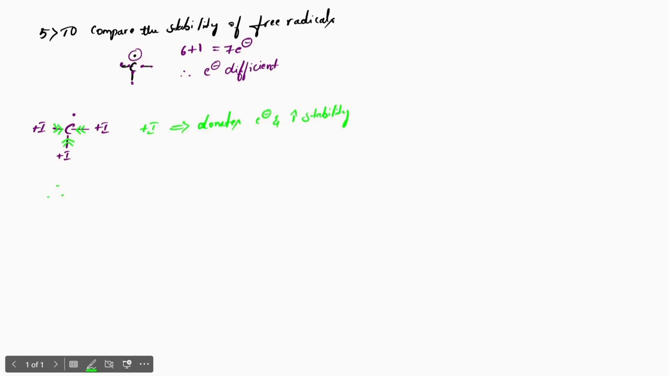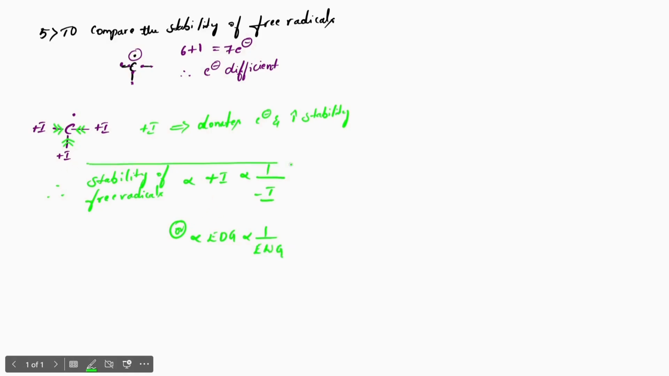Therefore, stability of free radicals is directly proportional to positive inductive groups and inversely proportional to negative inductive groups. Or stability of free radical is directly proportional to electron donating groups and inversely proportional to electron withdrawing groups. So this you have to keep in your mind.